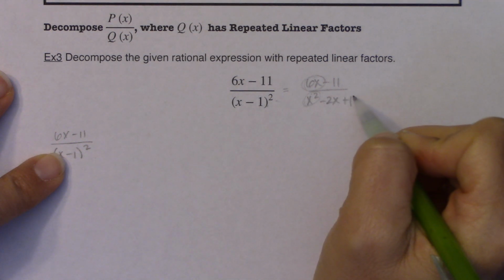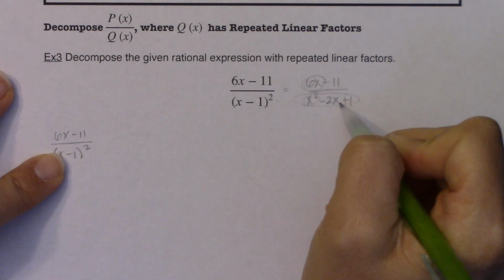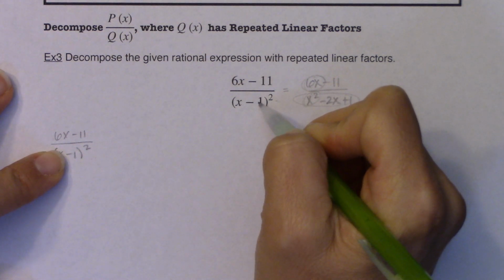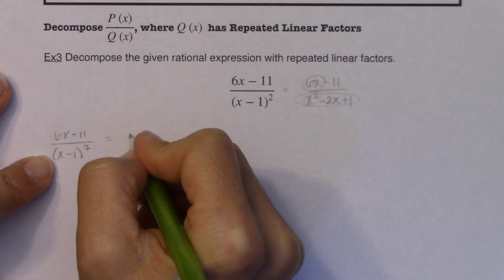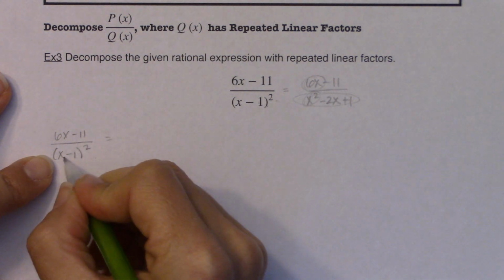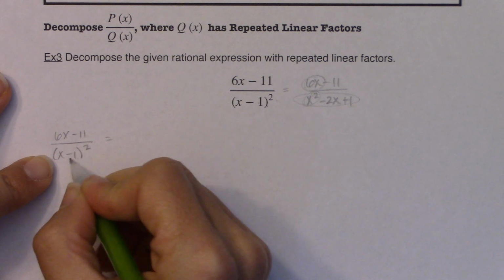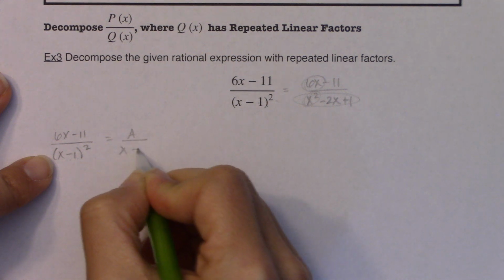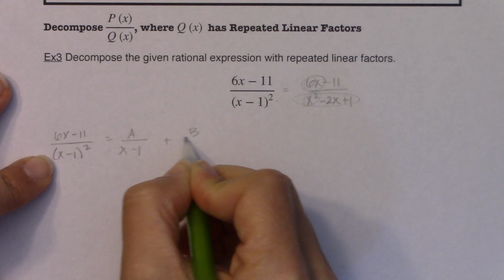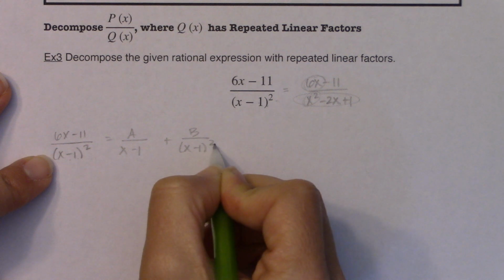So I could have started this problem by giving you this as the denominator and asking you to break it down into that repeated linear factor, but here we are. So what I'm going to do is write a fraction that represents each degree of this repeated linear factor. So I'm going to have A over x - 1 and then B over (x - 1) squared, right?